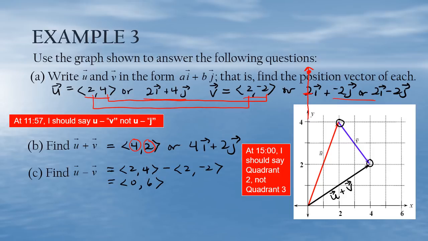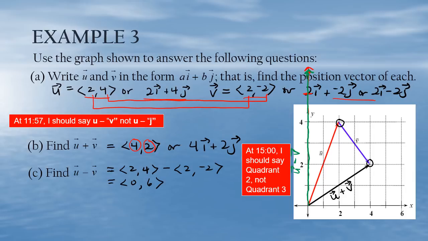So this would end up being, let me put it in green, vector u minus v would be this vertical vector pointing straight up. So let me label that. In green, I have vector u minus vector v.